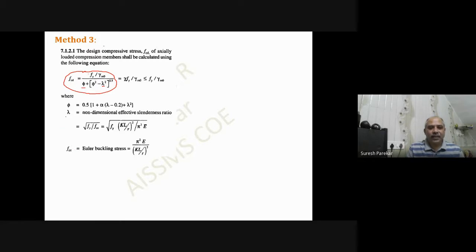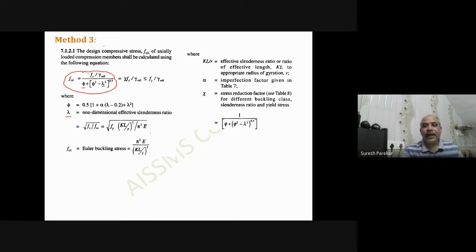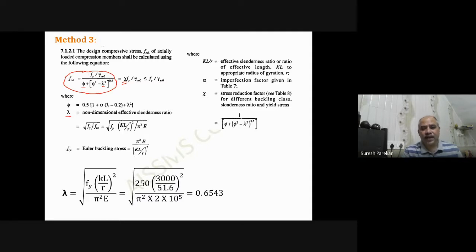So now first lambda, we have to use this formula: Fy into KL upon r whole square upon pi square E. And then phi plus the square root of phi square minus lambda square, 1 upon this, we will get as the stress reduction factor. So we will get this value of lambda by substituting KL upon r, we know 3000 upon 51.6, Fy is 250, and then we will get lambda as 0.6543.